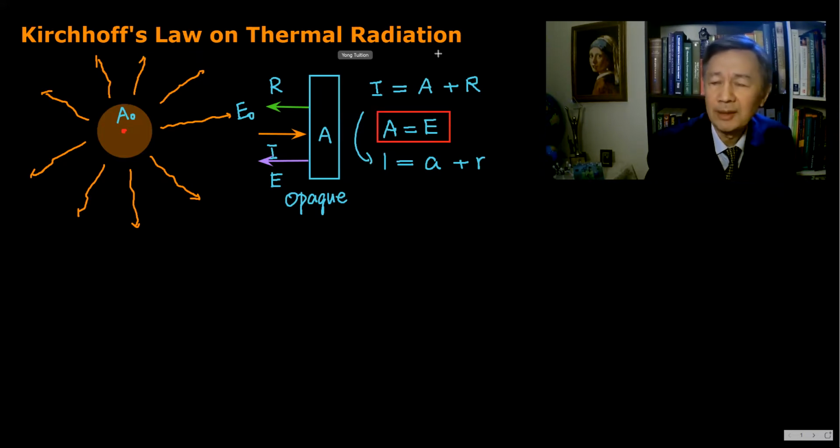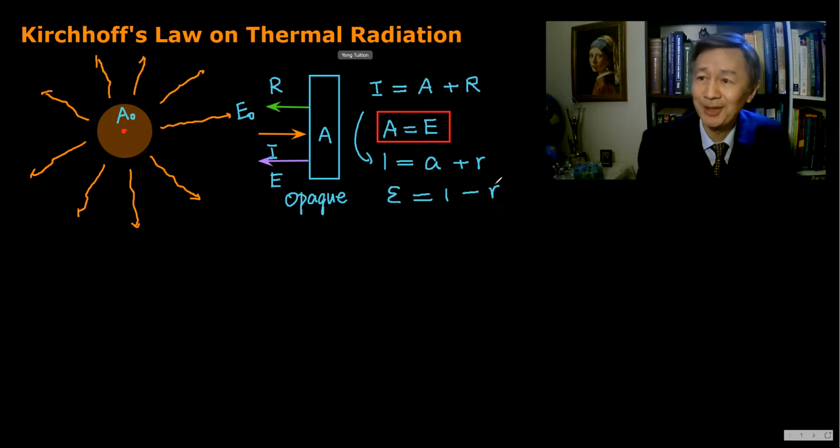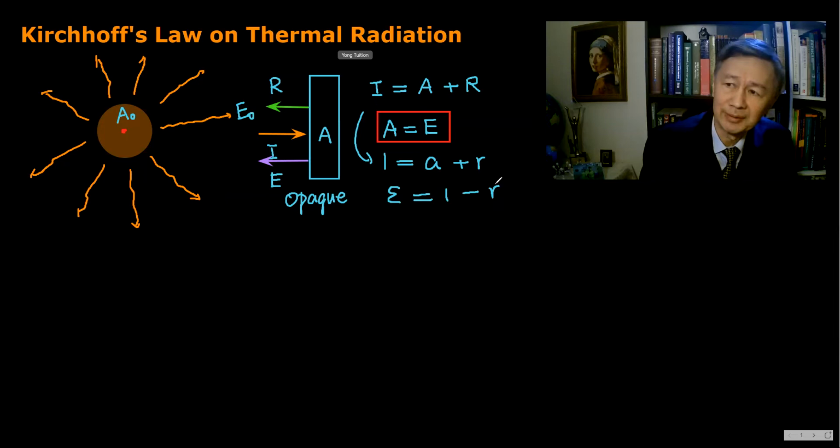And then we can rewrite this power balance equation as simple as that. If you just rearrange that, you will get the coefficient of emission, epsilon, simply equal to 1 minus the reflectivity of this opaque substance. This would be a useful model when you describe the interaction of the solar radiation at the surface of Earth. We'll talk about that in the future.